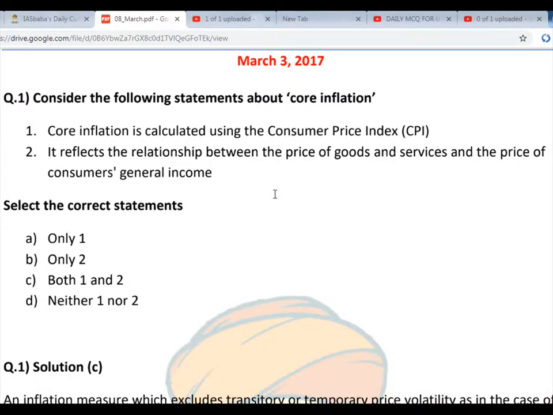First question, consider the following statements about core inflation. Core inflation is calculated using the consumer price index, CPI. So it is correct. And it reflects the relationship between the price of goods and services and the price of consumers' general income. So both are correct.